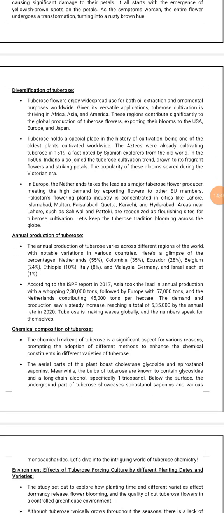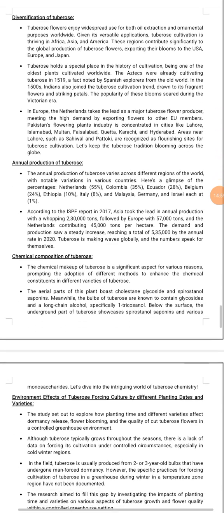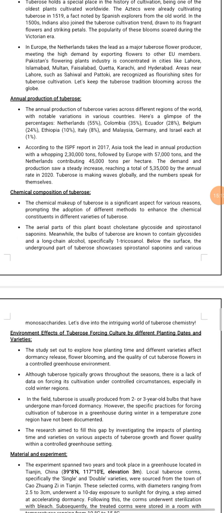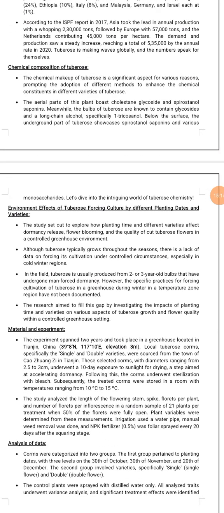Diversified means in the various regions of the world, there are different climatic conditions and nutrient requirements in the plants. So all these factors will collectively contribute towards the diversity of the tuberose. Annual production of tuberose in the total of 100%, Netherlands will produce 55%, Colombia 35%, Ecuador 28%, Belgium 24%, Ethiopia 10%, Italy 8%. In Pakistan it is grown in the very least amount.